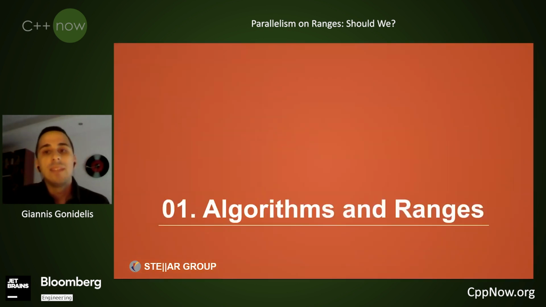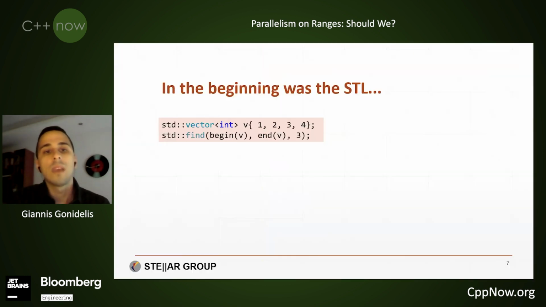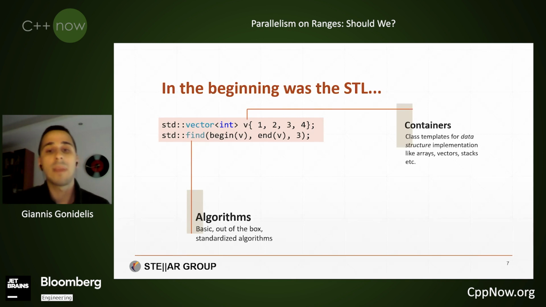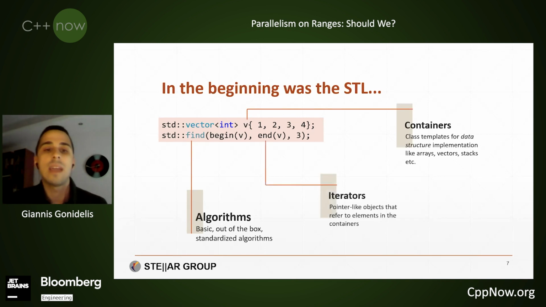Okay, algorithms and ranges. So first of all, until 1998, C++ programmers had literally nothing in order to code their sequences. They didn't have algorithms, they didn't have data structures. And in 1998, the standard template library gets standardized and certain algorithms and containers are introduced, and they are packaged in a way that makes every C++ programmer's life far easier.